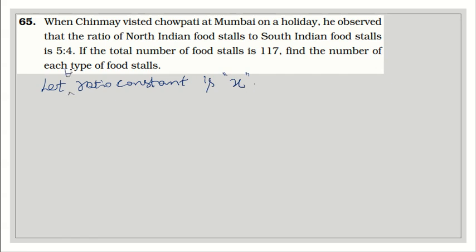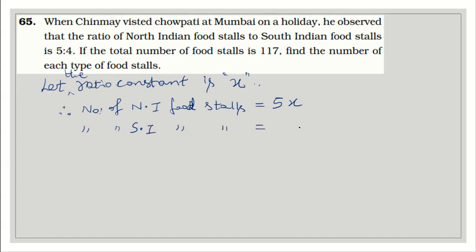So let the ratio constant here be x. Therefore, the number of North Indian food stalls is 5 times this ratio constant, so 5x, and the number of South Indian food stalls, 4 is the ratio, so 4 times this ratio constant, 4x.